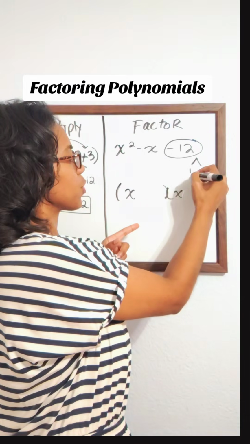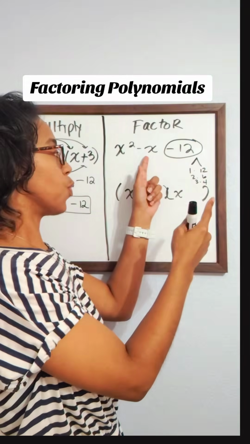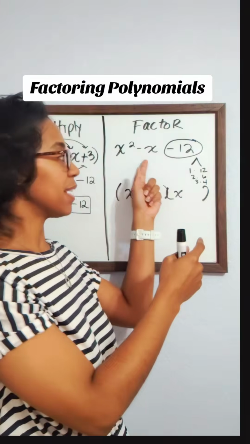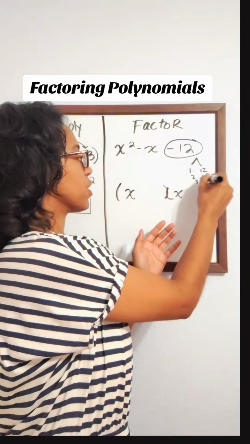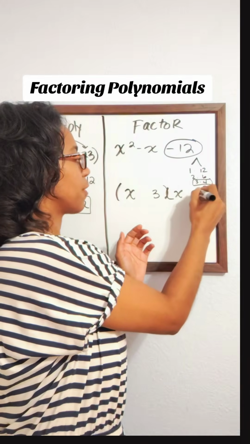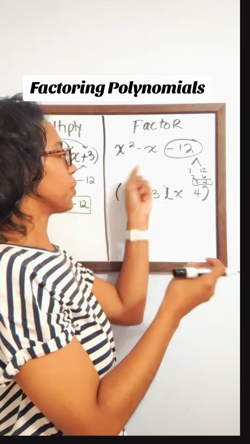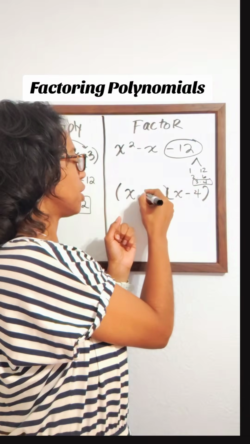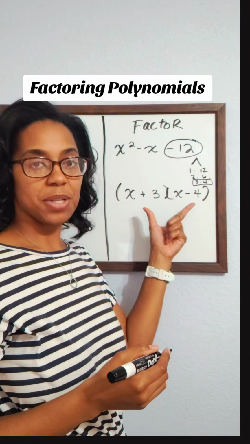So I have 1 times 12, 2 times 6, and then 3 times 4. I'm looking for a difference of 1, negative 1 to be exact. 1 and 12 have a difference of 11, 2 and 6 have a difference of 4, so my winners are going to be 3 and 4. I just have to determine who gets the negative and who gets the positive. Well, since my term in the middle is negative, that means the greater digit is going to be negative, and then this would be my answer for factoring polynomials.